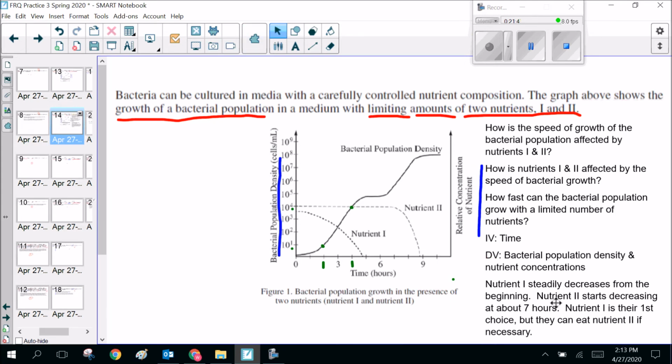Anyway, so then nutrient 1 steadily decreases from the beginning. Nutrient 2 starts decreasing at about 7 hours. Nutrient 1 is the first choice. That was our guess based off of what we saw. So basically, we just did exactly what I just said: looked it over, came up with a guess, our IV and DV and all that good stuff.